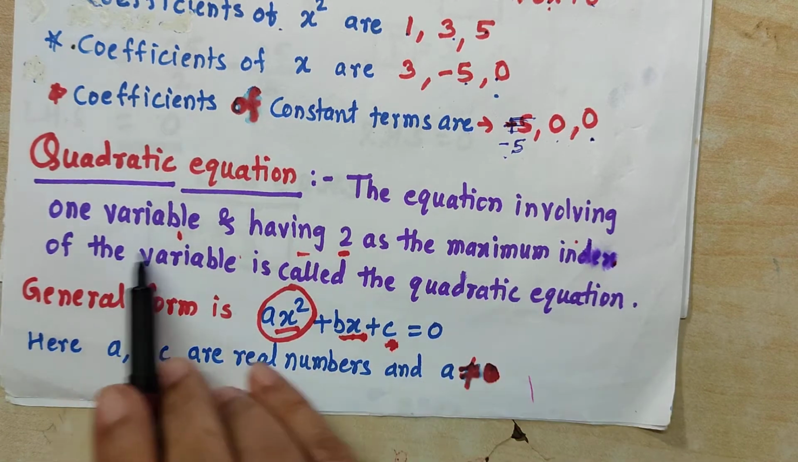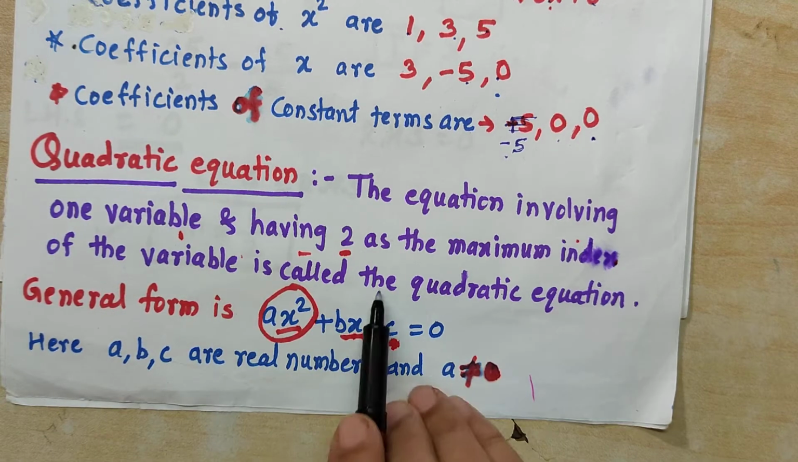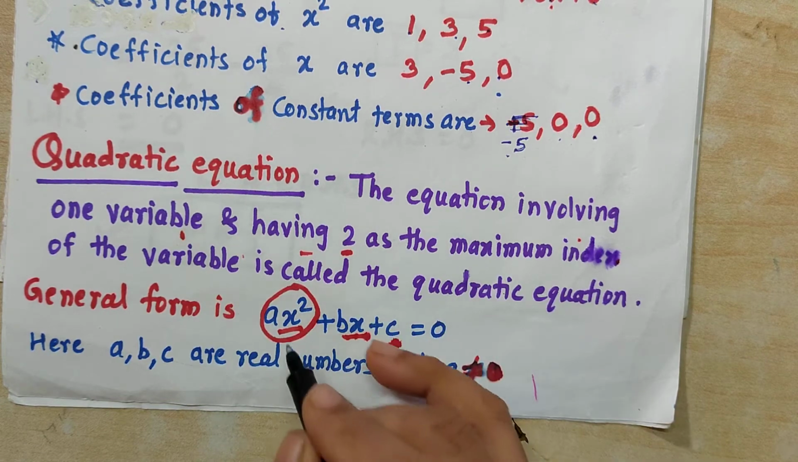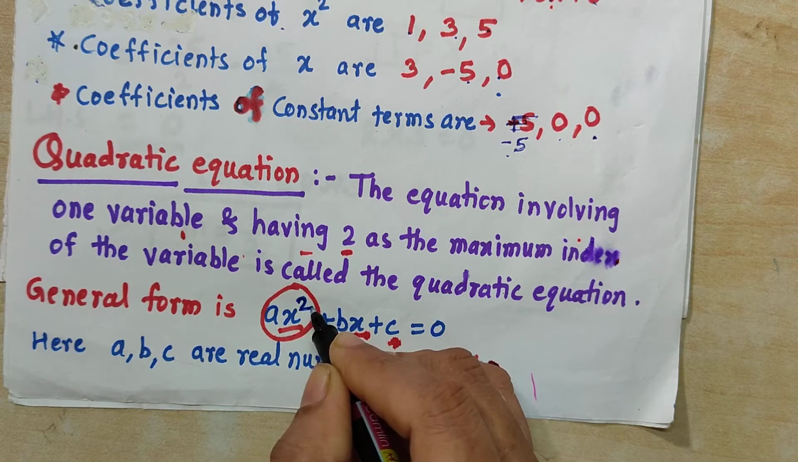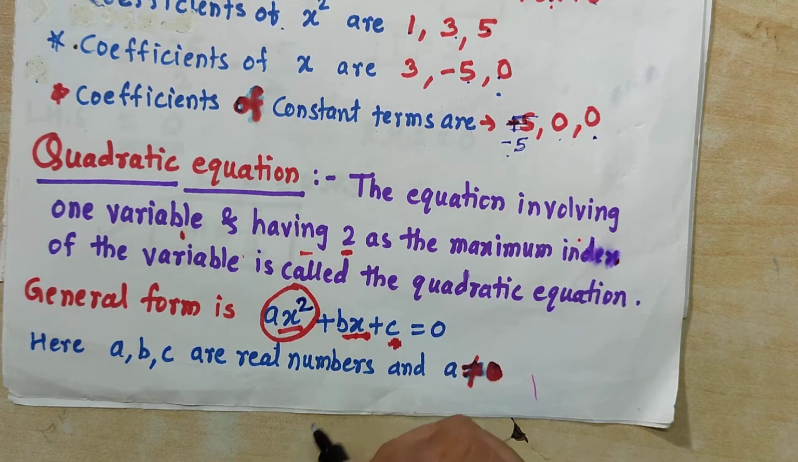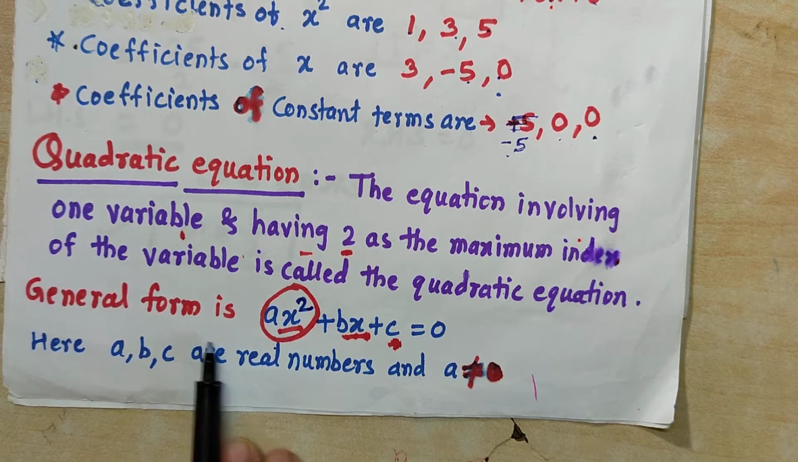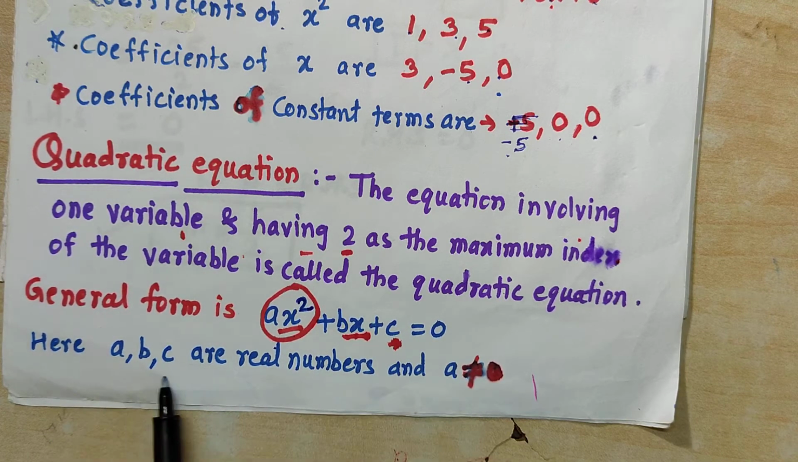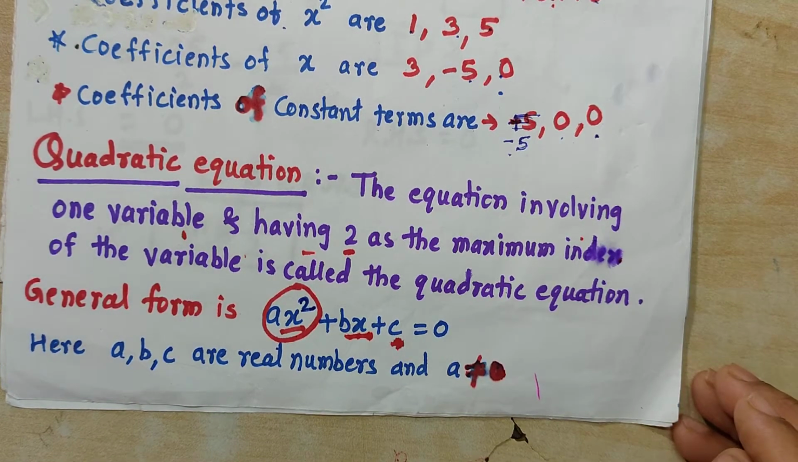Now we will see the definition of a quadratic equation. The equation involving one variable and having 2 as the maximum index of the variable is called a quadratic equation. It means the highest power of the variable is 2. The highest power must be 2, not less than 2 and not greater than 2. Now we will see the general form of a quadratic equation. The general form is ax² + bx + c = 0. Here a, b, c are real numbers and a is not equal to 0.